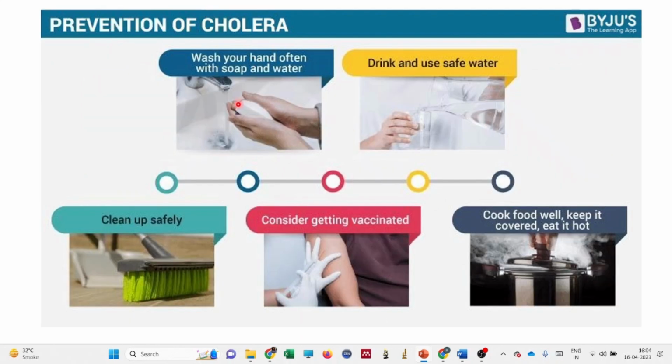So prevention of cholera can only happen when you have a lot of hygiene incorporated into your daily lifestyle. So wash your hands with soap and water, drink and use safe water, clean up safely. All of these are easily available to us, but these are still luxuries for some people living in rural India, and that's why cholera cases are still high in some parts of rural India.